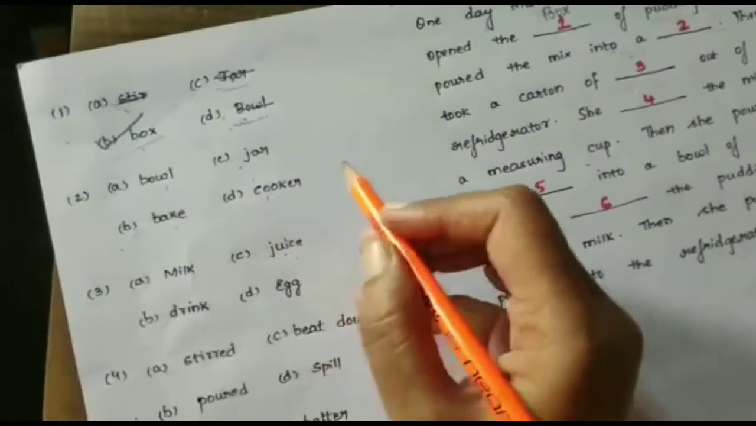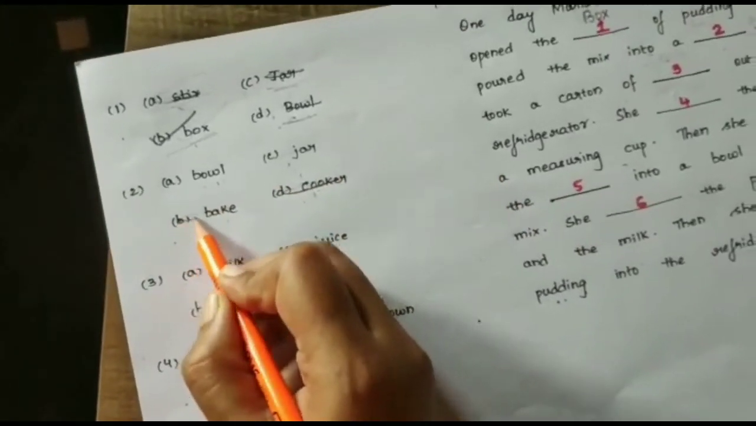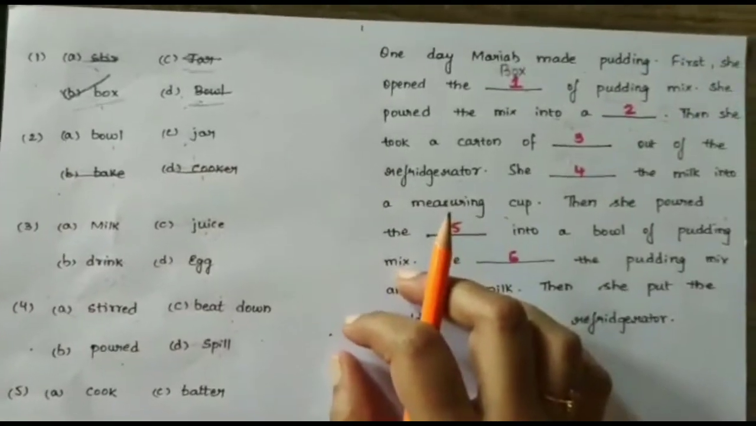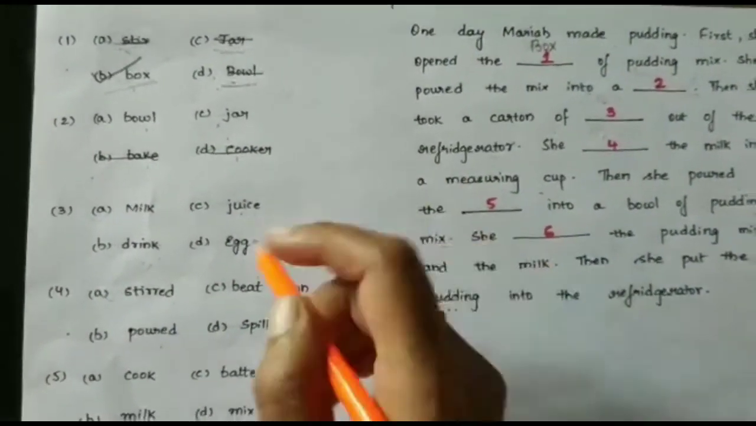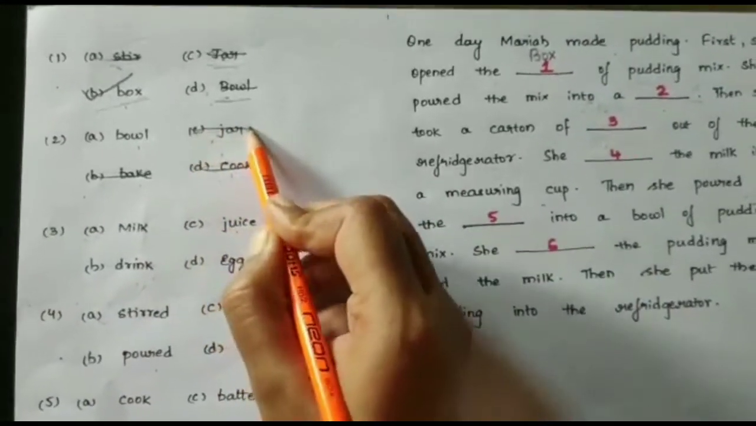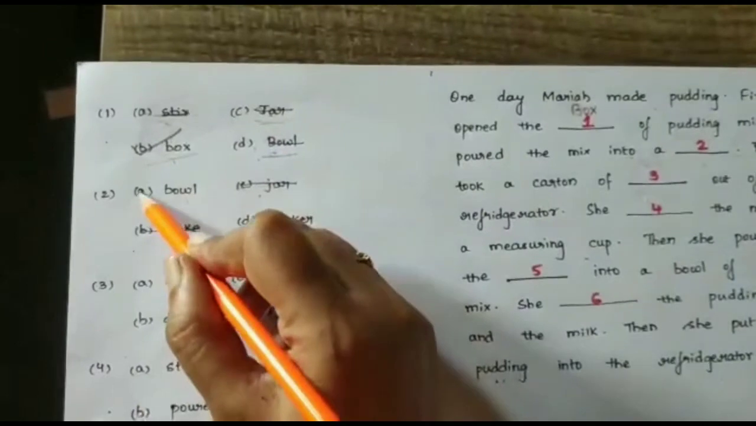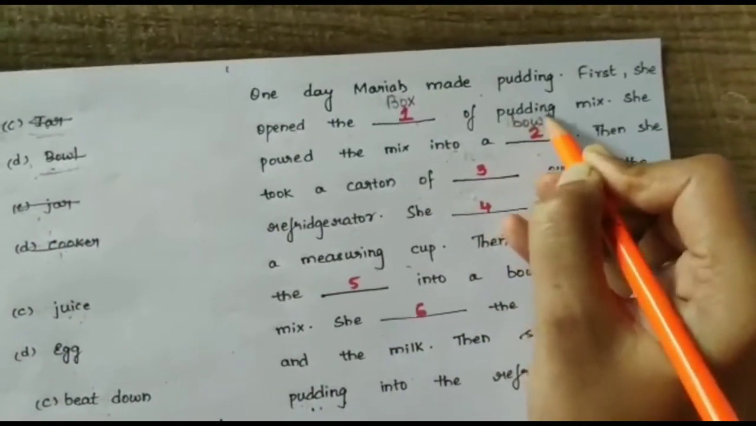Because it's not cake, we are cancelling the cooker option. Bake is also related to cake, so we are cancelling this as well. Can we pour the mix into a jar? Obviously no, because we cannot whisk or whip in a jar. So I'm cancelling the option jar as well. So the remaining option is bowl. So I'm writing here bowl.